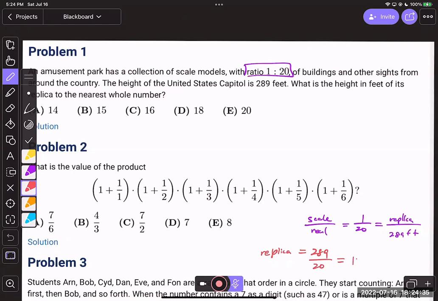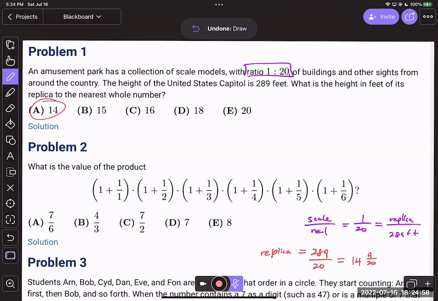Well, this is equal to 14 and 9 over 20. The answer is 14, with 9 as the remainder. So is that closer to 14 or is it closer to 15? Since we're rounding to the nearest whole number, it's closer to 14, because 10 over 20 would be exactly 1/2. That's when it would start rounding up. But 9 over 20 means you round down. So our answer is 14 because we round down.